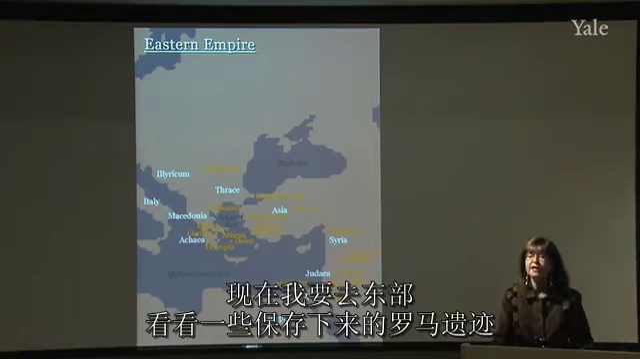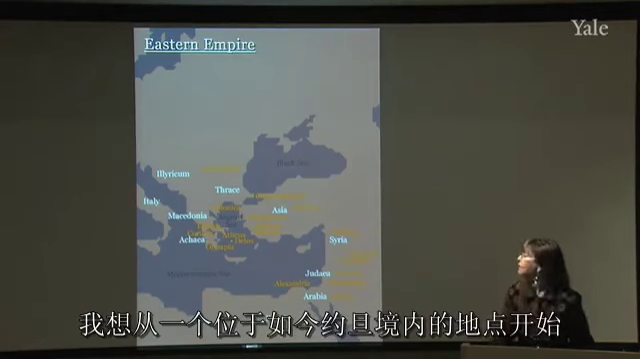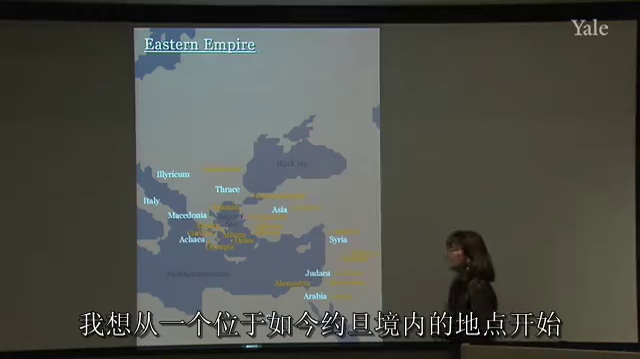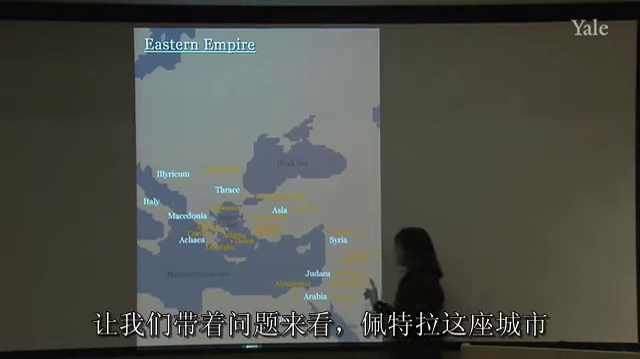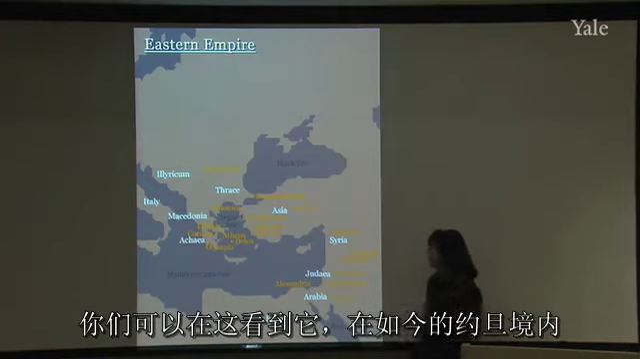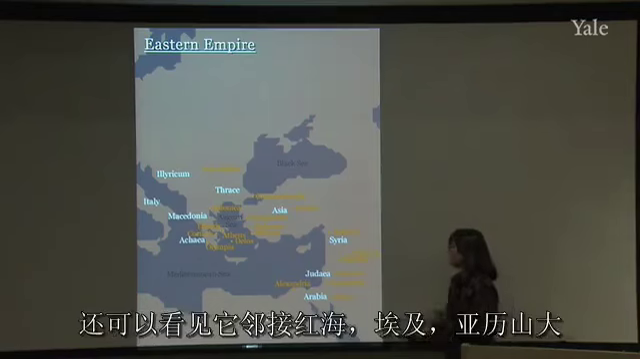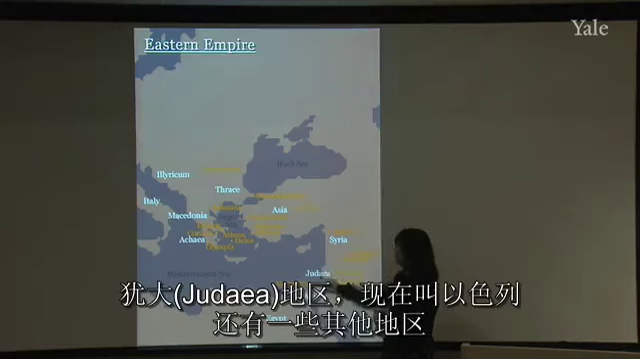I want to now go east to look at some of the most spectacular examples that survive of what we are calling Baroque architecture in Roman antiquity today. And I want to begin in a site that is in modern Jordan. I'm showing you a map of the Eastern Roman Empire. And we see the site in question, Petra, or some say Petra. You can call it either one. You see Petra over here, which is in Jordan today. And you can see its relationship to the Red Sea, to Egypt, to Alexandria, to Judea, modern Israel, and to some of these other sites.